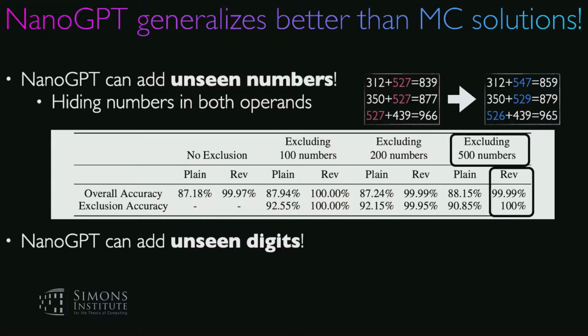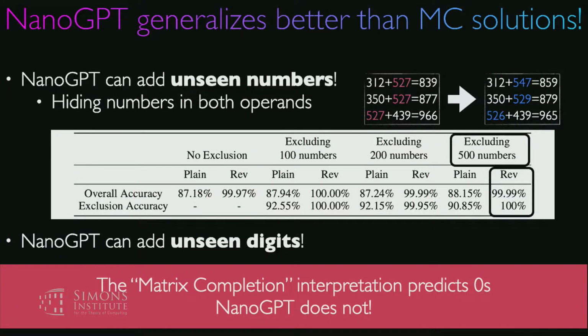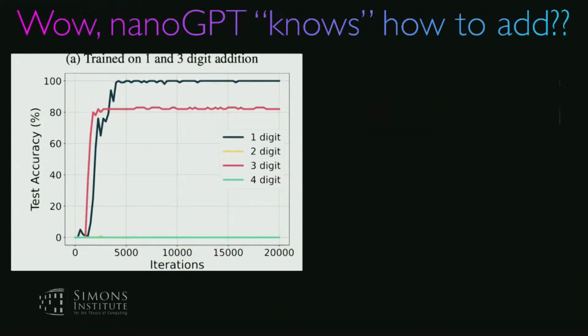empty rows or columns, it's not able to complete the matrix. But our GPT models, even if we exclude 500 numbers out of 1,000 three-digit numbers from anywhere appearing in the training examples, are almost fully capable of adding the numbers that were hidden. And also if we hide a number 5 appearing in the least significant digit anywhere in the data set, it's still capable of adding it because it can infer from 5 appearing in other digit positions. So that's one difference between matrix completion and our nanoGPT models.